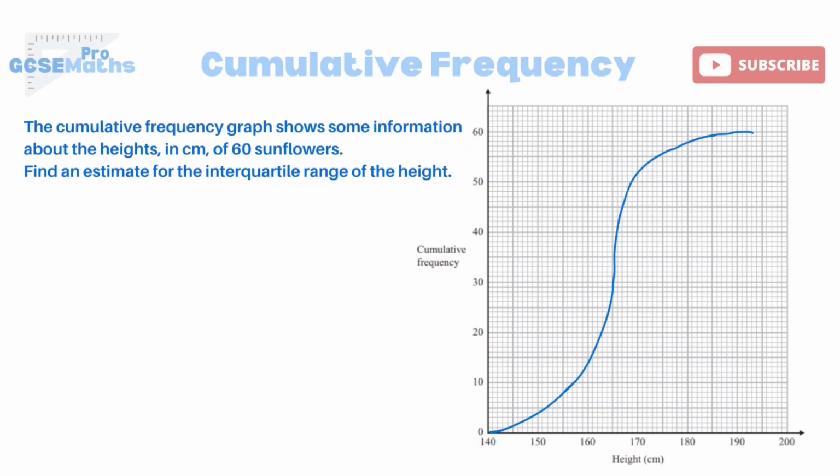Okay, so for the next question, we've got the cumulative frequency graph shows some information about the heights in centimetres of 60 sunflowers. So again, we've got that total 60. And you can see here, the graph also goes up to 60. Find an estimate for the interquartile range of the height. Okay, so first of all, we need to remember what the interquartile range is in the first place, isn't it? So interquartile range is the upper quartile minus the lower quartile. It's a range between the 2 quartiles.